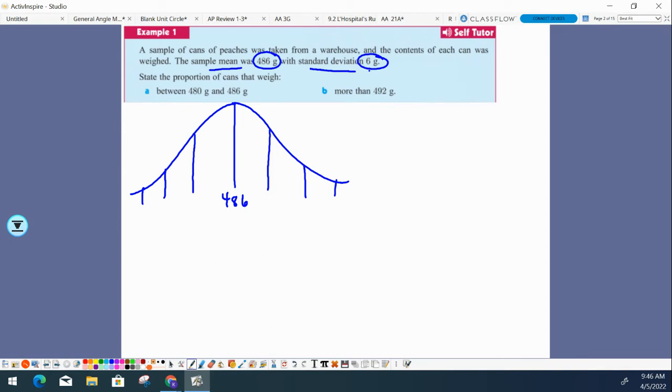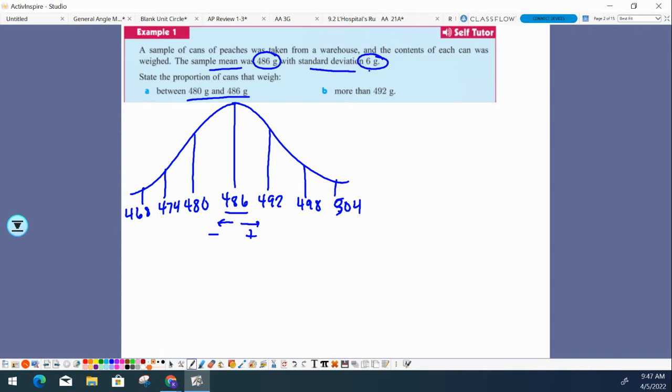So as I go to the left, I'm going to take my mean, 486 minus 6, 480, minus 6 again, 474, minus 6 again, 468. Then I'm going to add, going to the right. If I add 6, that's 492. Add it again, 498. Add it again, is 504, sorry.